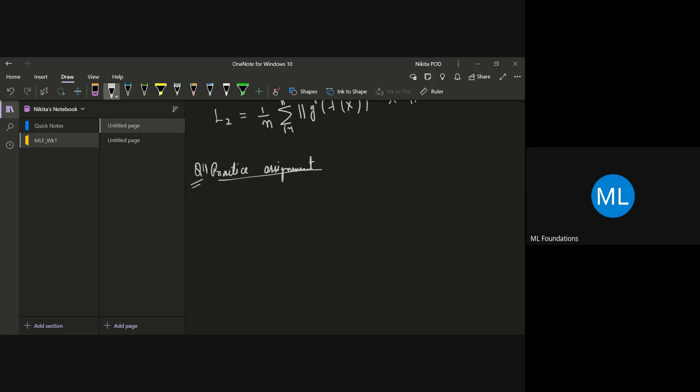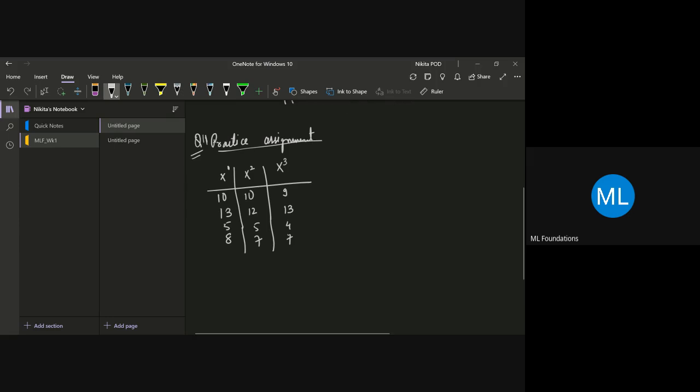So you have three data points given: x1, x2, and x3. We might have changed the notation here, so let's stick to it. x1 is 13, 5, 8. x2 is 10, 10, 12, 12. x3 is 5, 5, 7, 7, 9, 9, 13, 9, 13, 4, 4, 7, 7. Okay, so this is the question from the practice assignment.